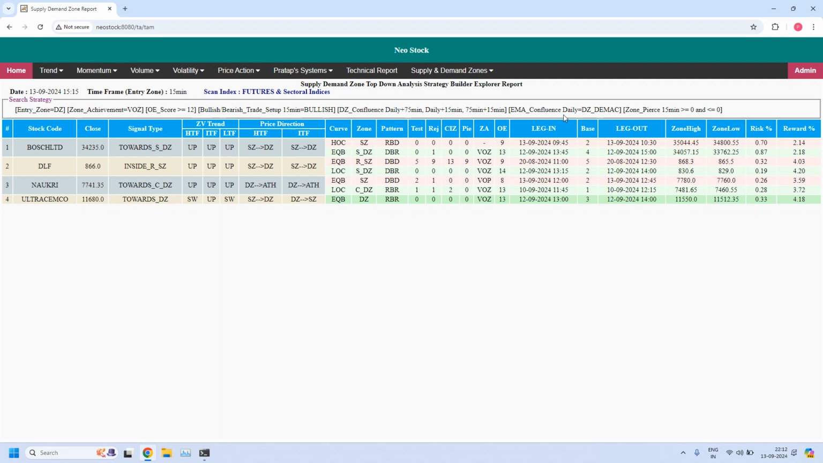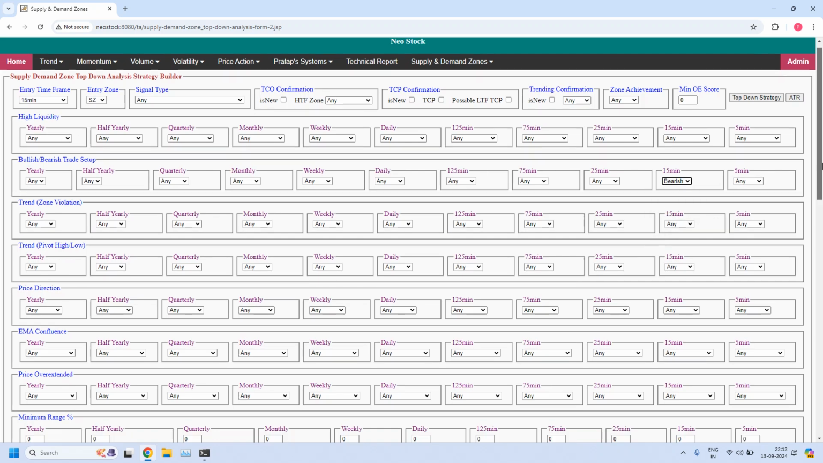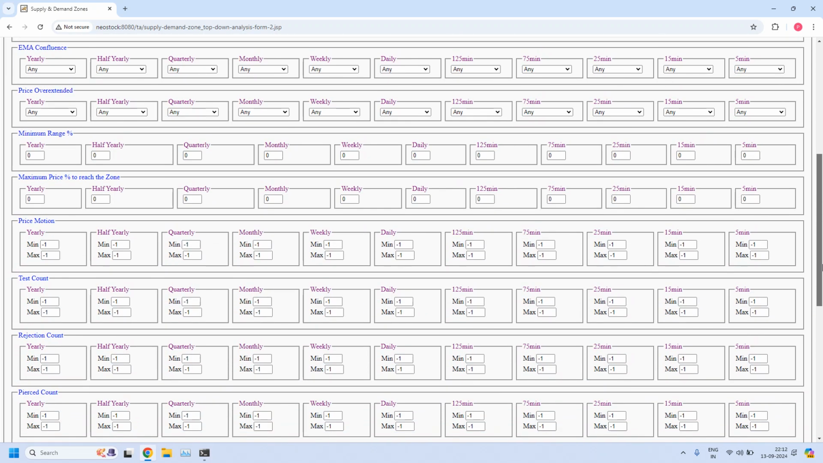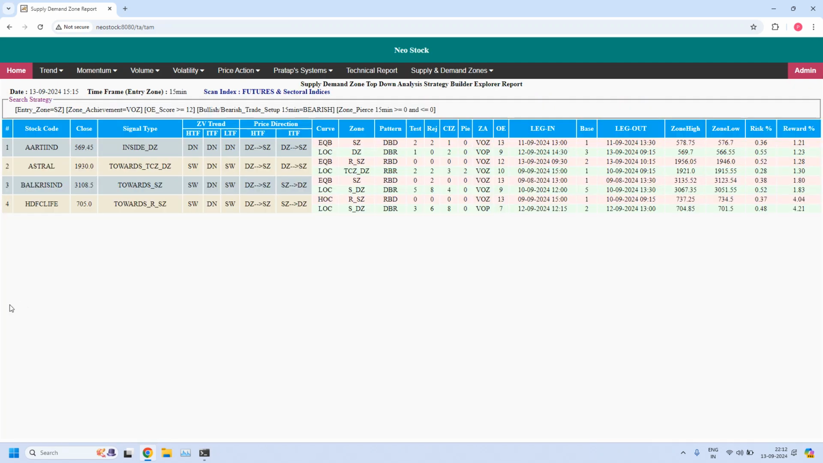Okay, next bearish trade setup for daily income trade. Entry time frame is 15 minutes, entry zone is supply zone, and in bullish or bearish trade setup at 15 minutes I am selecting bearish. The 15-minute supply zone should not be pierced. So in the pierced count 15 minutes, minimum value I am selecting 0, maximum value 0. Zone achievement violated opposing zone, minimum order enhancer score is 12, and all the three filters are applied to 15-minute supply zone. 4 stocks are filtered.